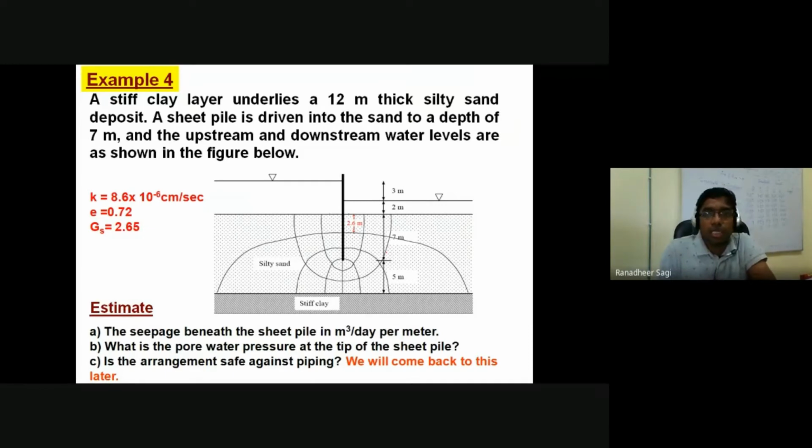Another question. You have a stiff clay layer, which is considered to be impervious in nature. The stiff clay layer underlies a 12-meter thick silty sand deposit. So you have a thick silty sand deposit below which you have the stiff clay layer. A sheet pile is driven into the sand to a depth of 7 meters, and the upstream and downstream water levels are shown in the figure below.